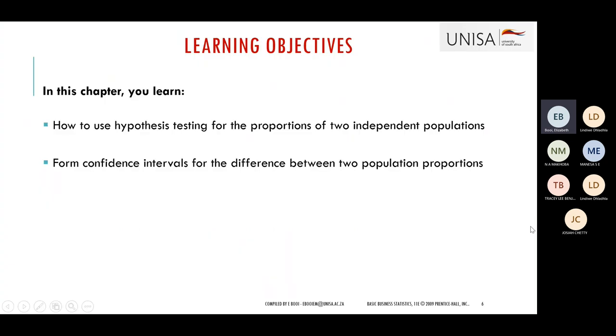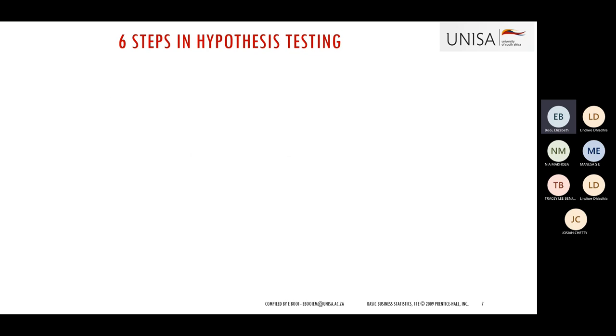So by the end of the session today, you should learn how to use hypothesis testing for the proportions of two independent populations, and also how to form a confidence interval for the difference between two population proportions. Because we're doing hypothesis testing, remember, there are six steps of hypothesis testing, and since you write a multiple choice question paper, all those six steps can be part of the multiple choice question options that you are asked to answer. So you need to be able to do all six steps and understand each and every one of them, and how to get the answer from them.